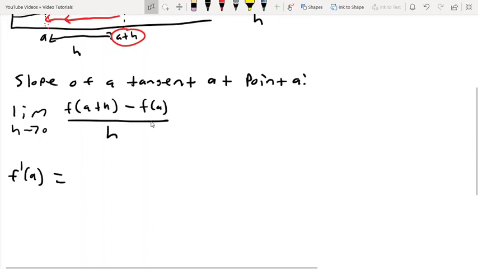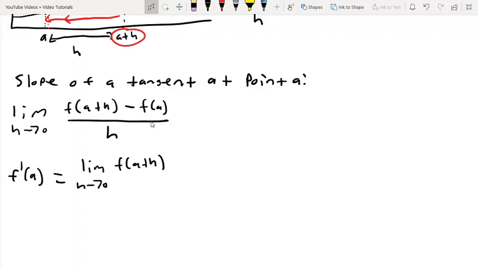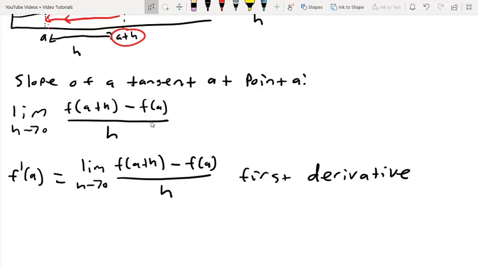So what we say is that f prime a is equal to the limit as h approaches 0 of f of a plus h minus f of a over h. And this is the first derivative. This is what this formula here is called. And it shows the slope at any point that we want.